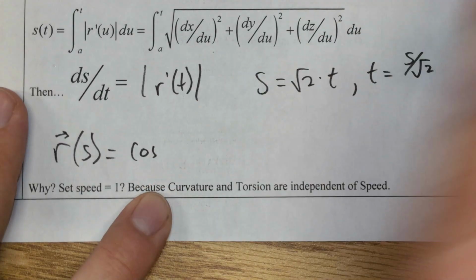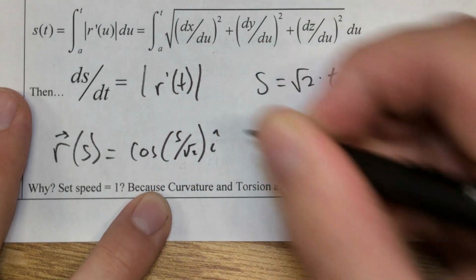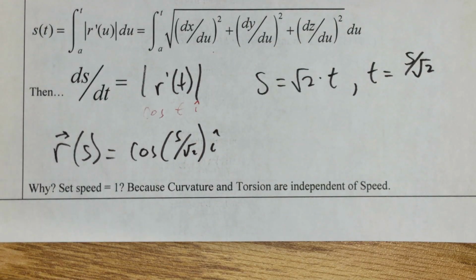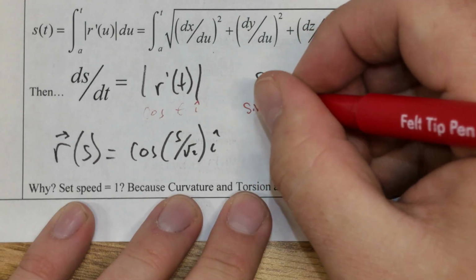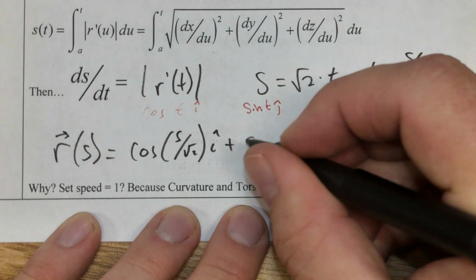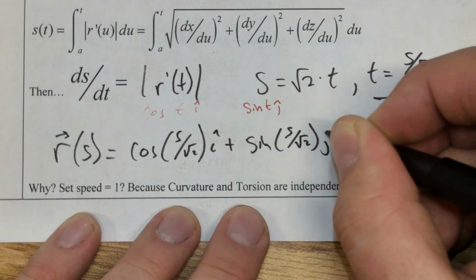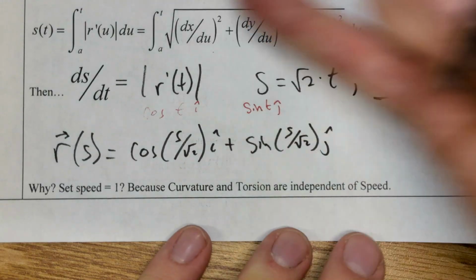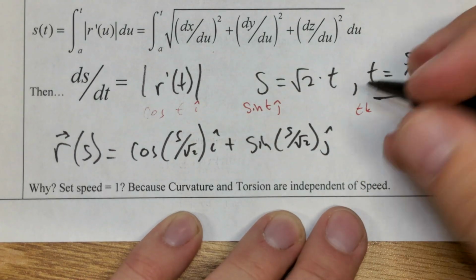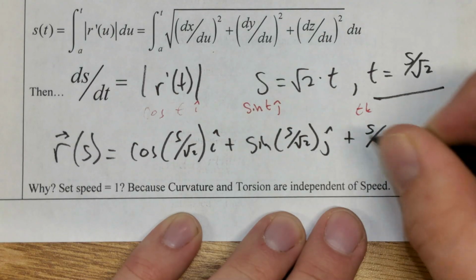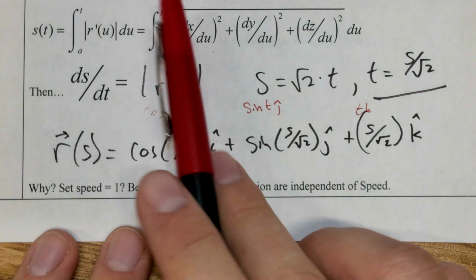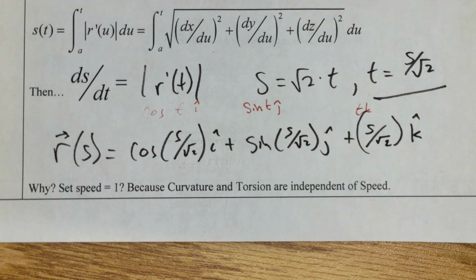And I would get cosine of s over root 2 i, instead of the original, which was cos t i. The next one was sine t j. Well, based on this relationship, that would become sine of s over square root 2 j. And last but not least, this k direction, which was just t k in the original, would become s over square root of 2 k. A simple substitution, because of course we chose a simpler example for the first one on purpose.